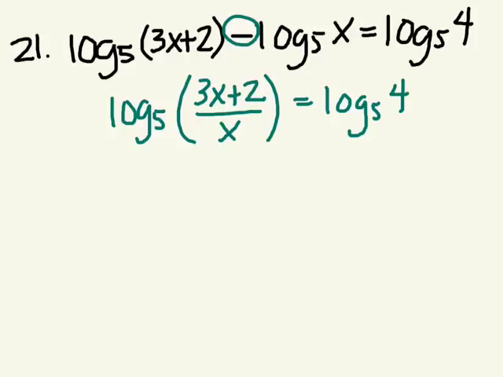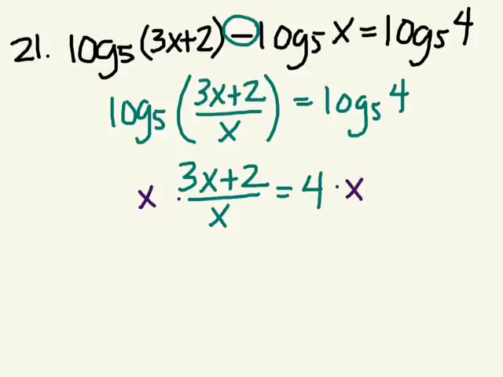So making that combination there, subtracting means division in logarithm world, means that we can cancel our logs. So we have (3x + 2) over x equals 4. And now this is just a little algebra problem. To get that x out of the denominator, we'll multiply both sides by it. And then it cancels on the left side.